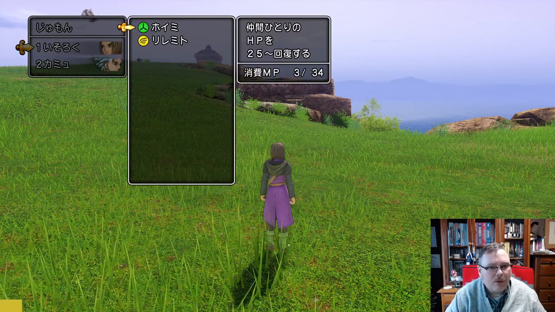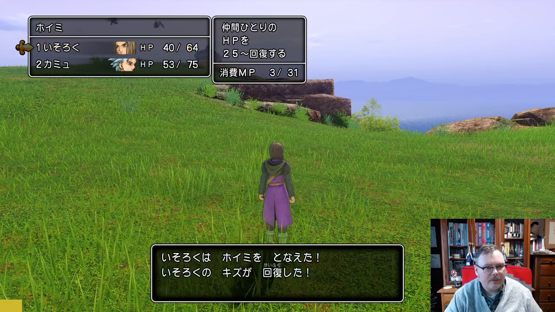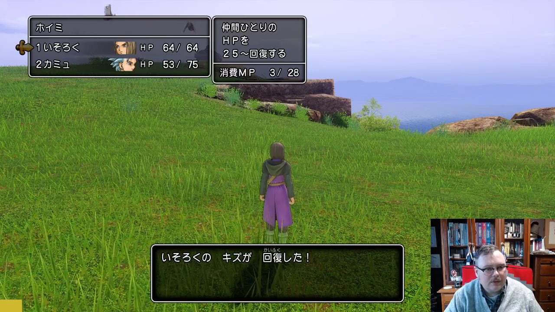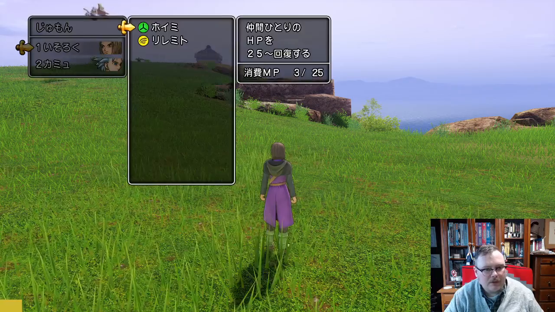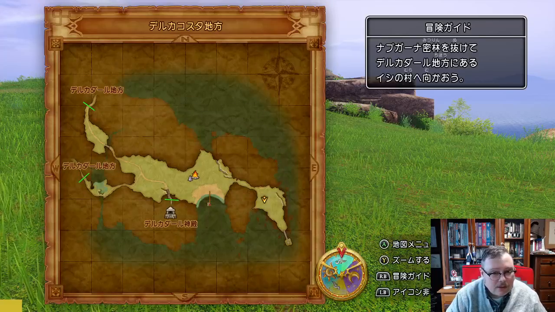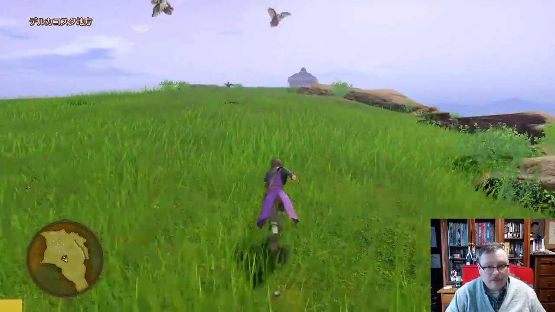But let's cast Hoimi on him. Ooh, look at that. Yeah, he needs it. I think he needs 2. And let's go ahead and give Kamyu 1 as well. Well, I don't really see where there's any towns. I wonder, if I go over here, what happens.